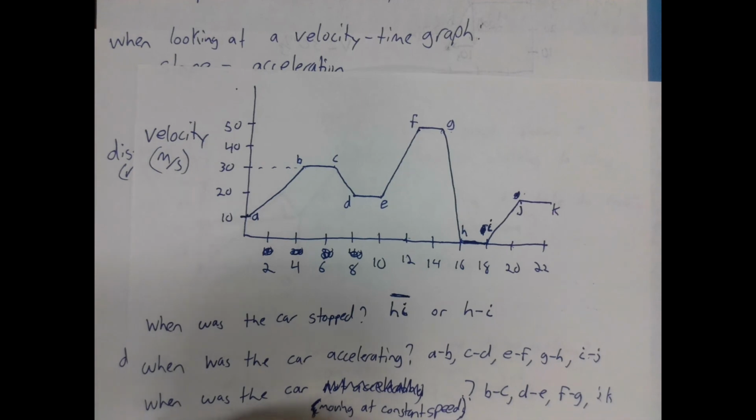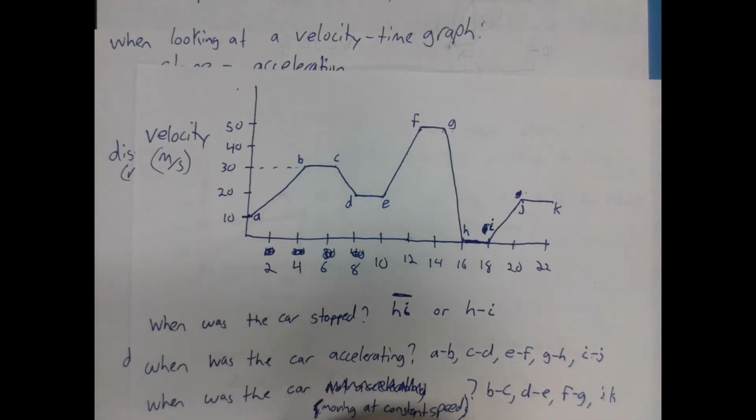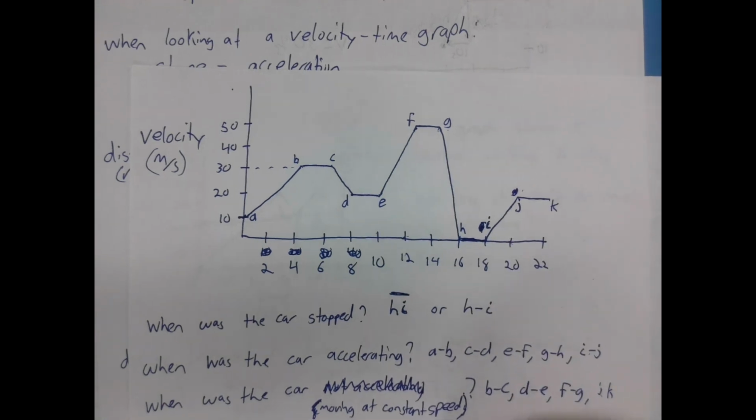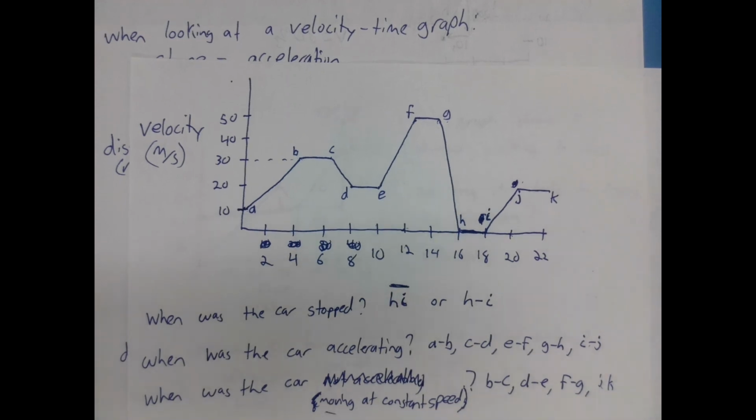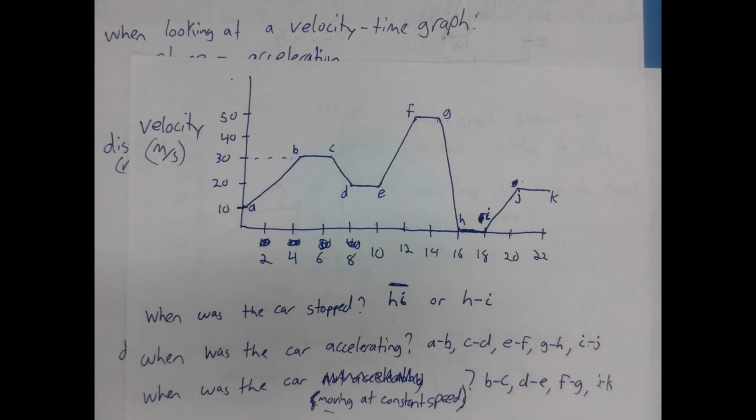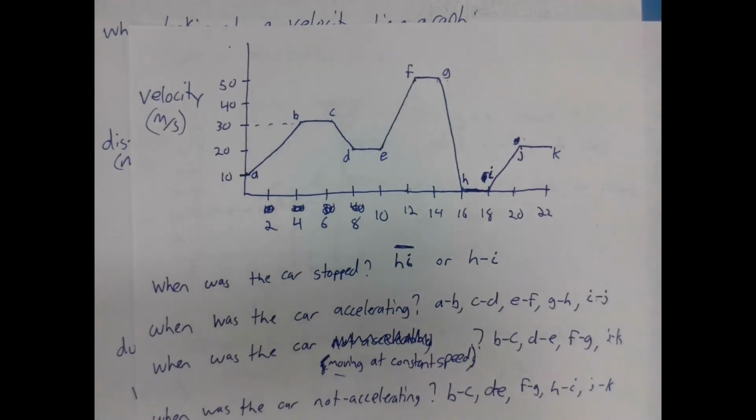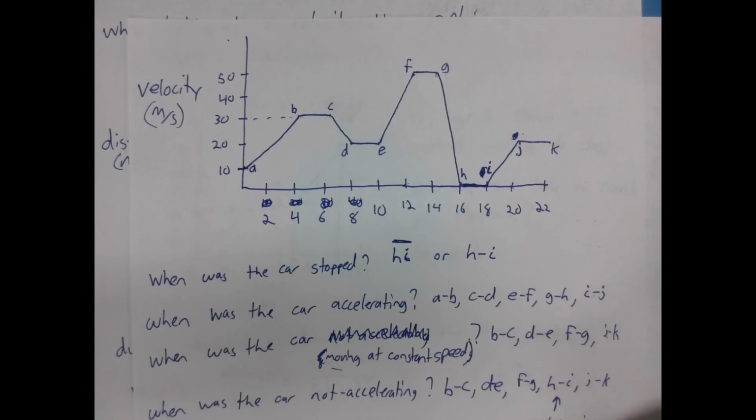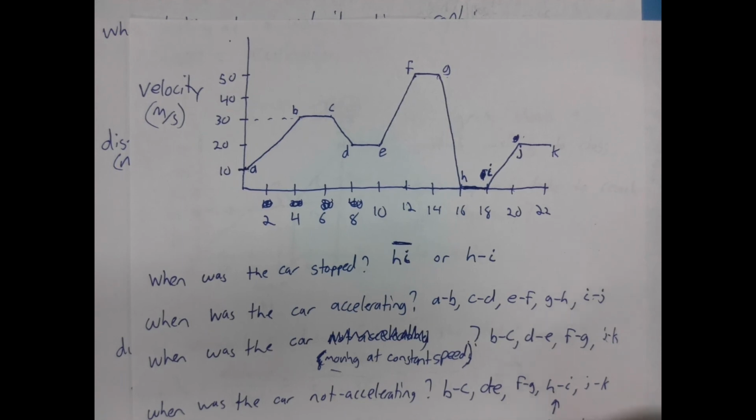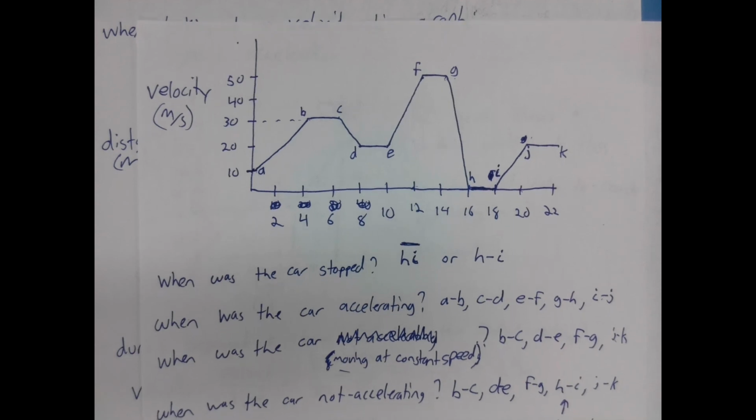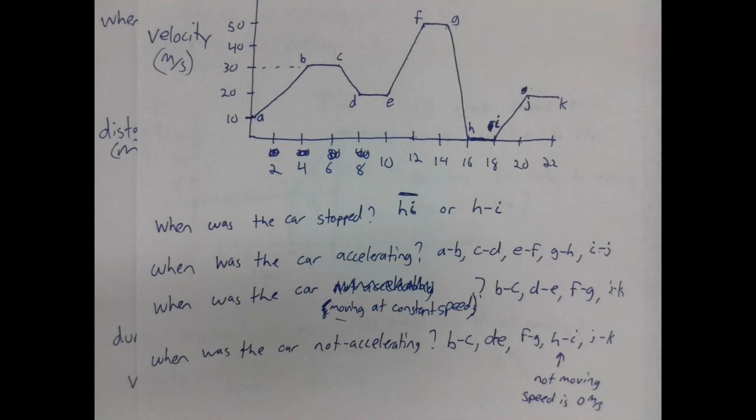If it said when was the car not accelerating? It's almost the same thing, except we would include HI. It's a constant speed of 0, but he's not moving. Does that make sense? So here, H to I, you're not accelerating, you're not moving, your speed is constant, 0. But you're not moving. So here is not moving. Speed is 0 meters per second. So yeah, pay attention to what the words are saying.